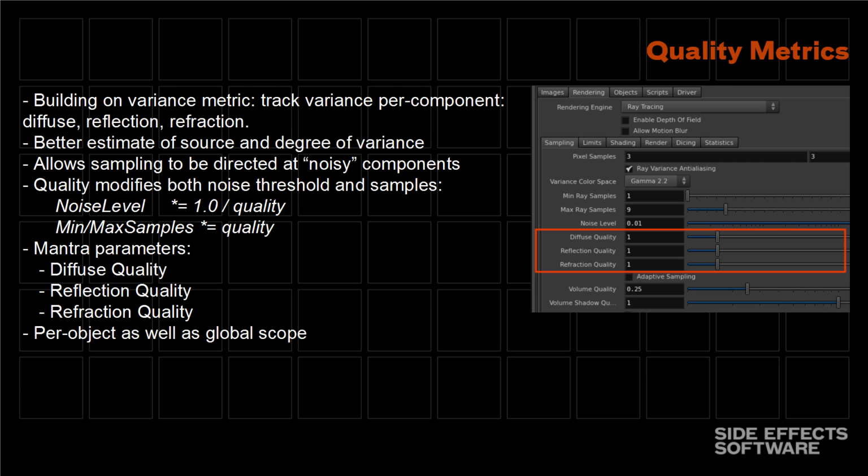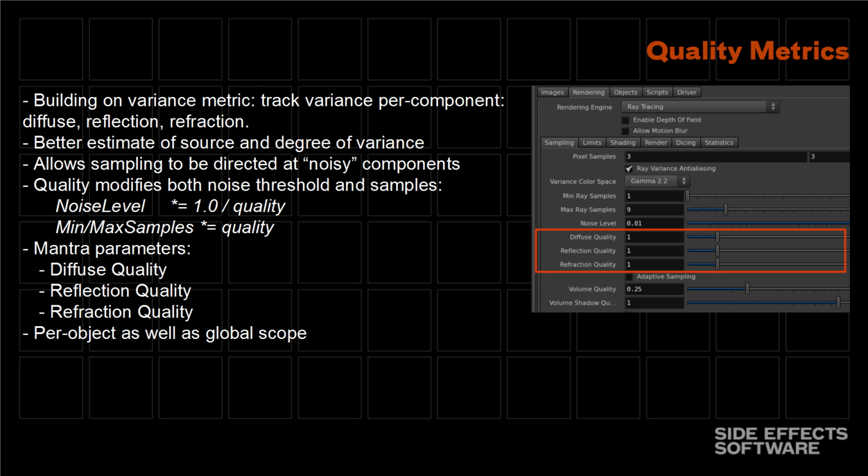Okay, so with quality, what we're saying is the noise level is 1 over the quality, which makes sense. So we're reducing the noise level based on the quality. So twice the amount of quality is half the noise. And then we're also multiplying the min and max samples by the quality. So twice the quality would double the amount of min and max samples. Okay, so quality acts as a sort of global override over some of the other parameters that are influencing your quality in the PBR renders.